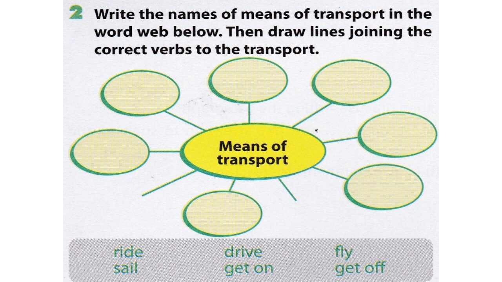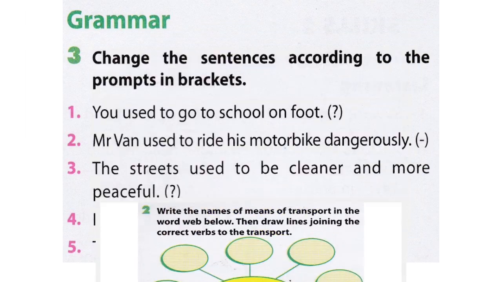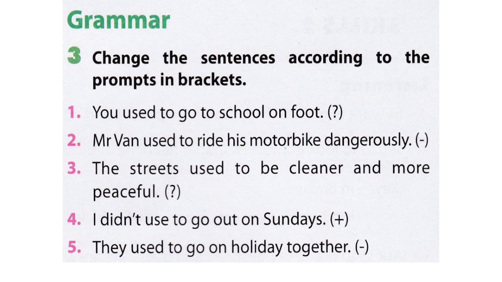As you know, there are many means of transport that have to follow the traffic signs. Now, we are going to move to task 2. Write the names of means of transport in the word wrap below, then draw lines joining the correct verbs to the transport. In task 1 and task 2, you have learned so many useful vocabulary. So now we are moving to the next part, grammar.